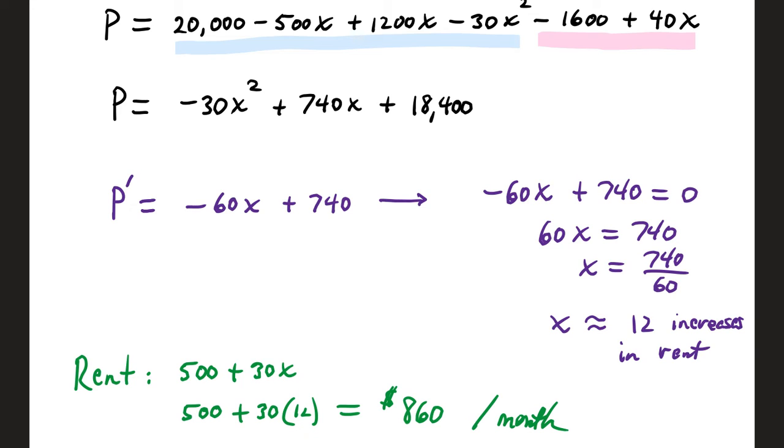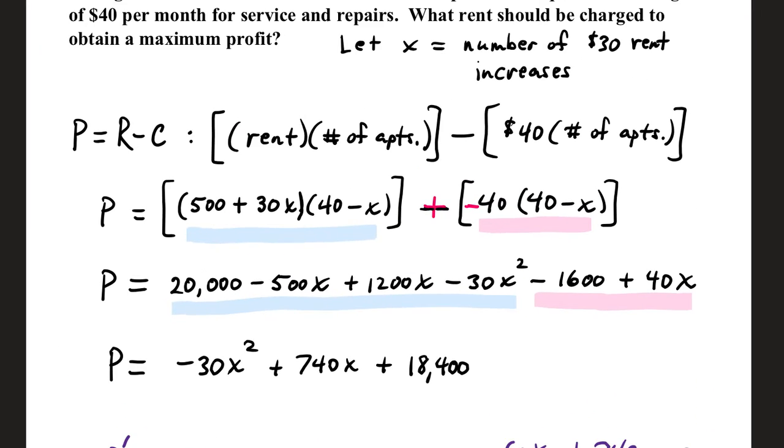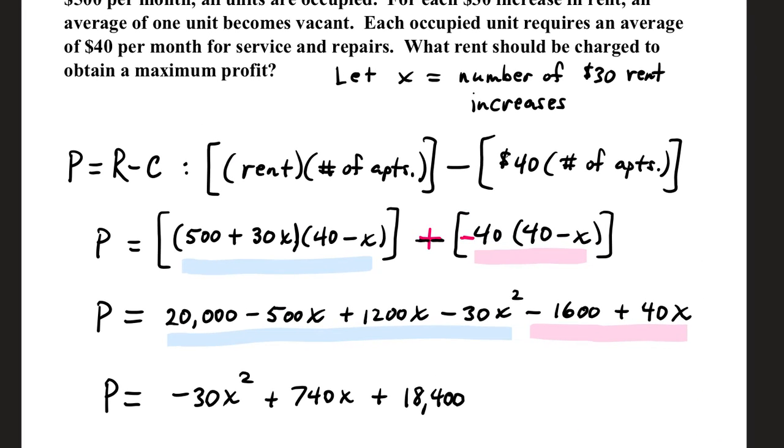Now the rent that will be charged if there are 12 $30 increases will be a rent of $860 per month. Now, if you think about this, you would almost bet or think that if you rented them all out, you would maximize your profit. It turns out that's not the case.